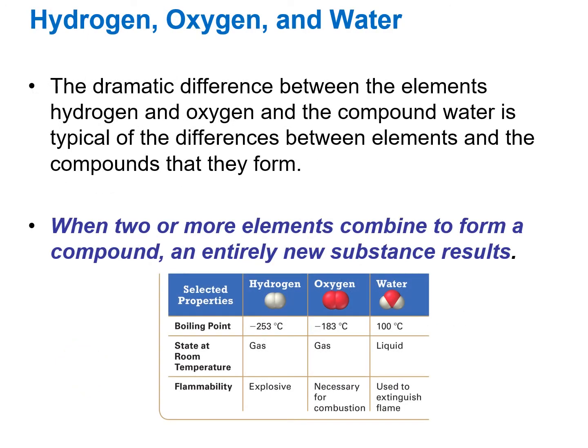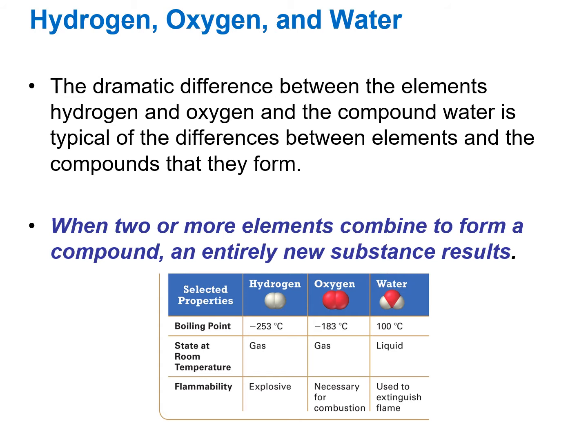This is a great chart from your book that talks about how hydrogen and oxygen have a tendency to exist as molecules. So if we just look at the boiling point of hydrogen, it is a negative 253 degrees Celsius. I mean, that's below zero, way below zero. And as a hydrogen gas, it's explosive, highly volatile. And if we look at oxygen, it has a boiling point well below zero as well. Also a gas. But we need it in order for there to be an explosion. So very different behaviors there.